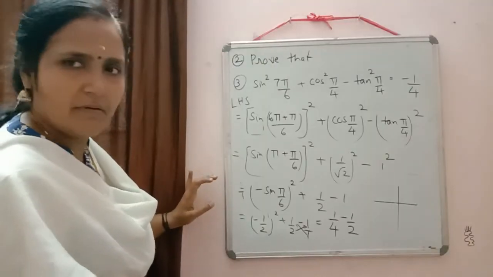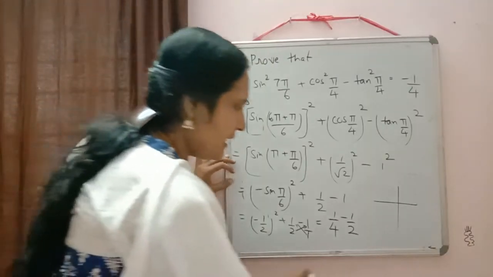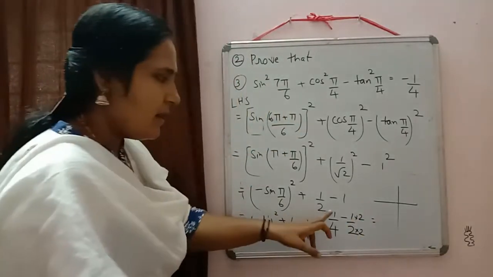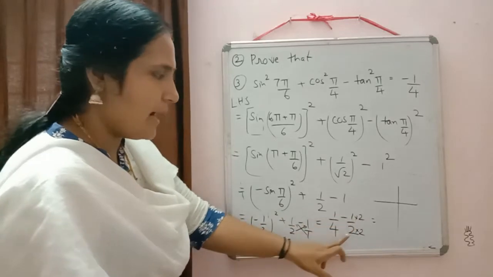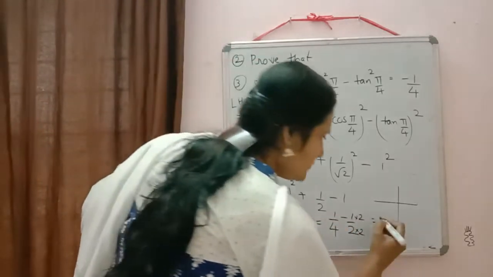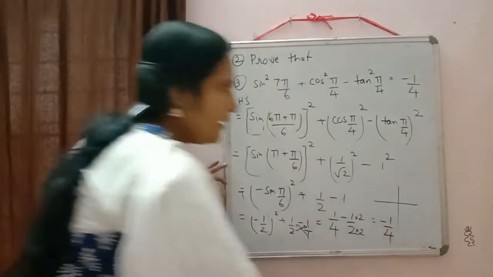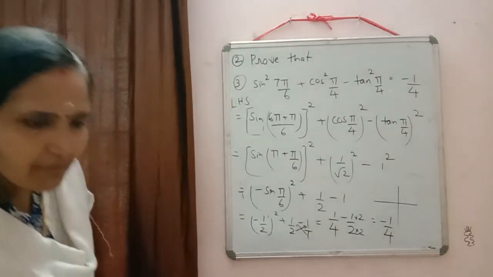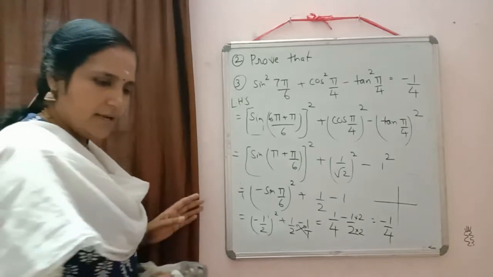Now what we can do? We can make the denominators equal. That is easy. So we are getting here 1 minus 2 by 4. So 1 minus 2 is minus 1 by 4. That only we have to prove, minus 1 by 4. So in this way we can solve the question.